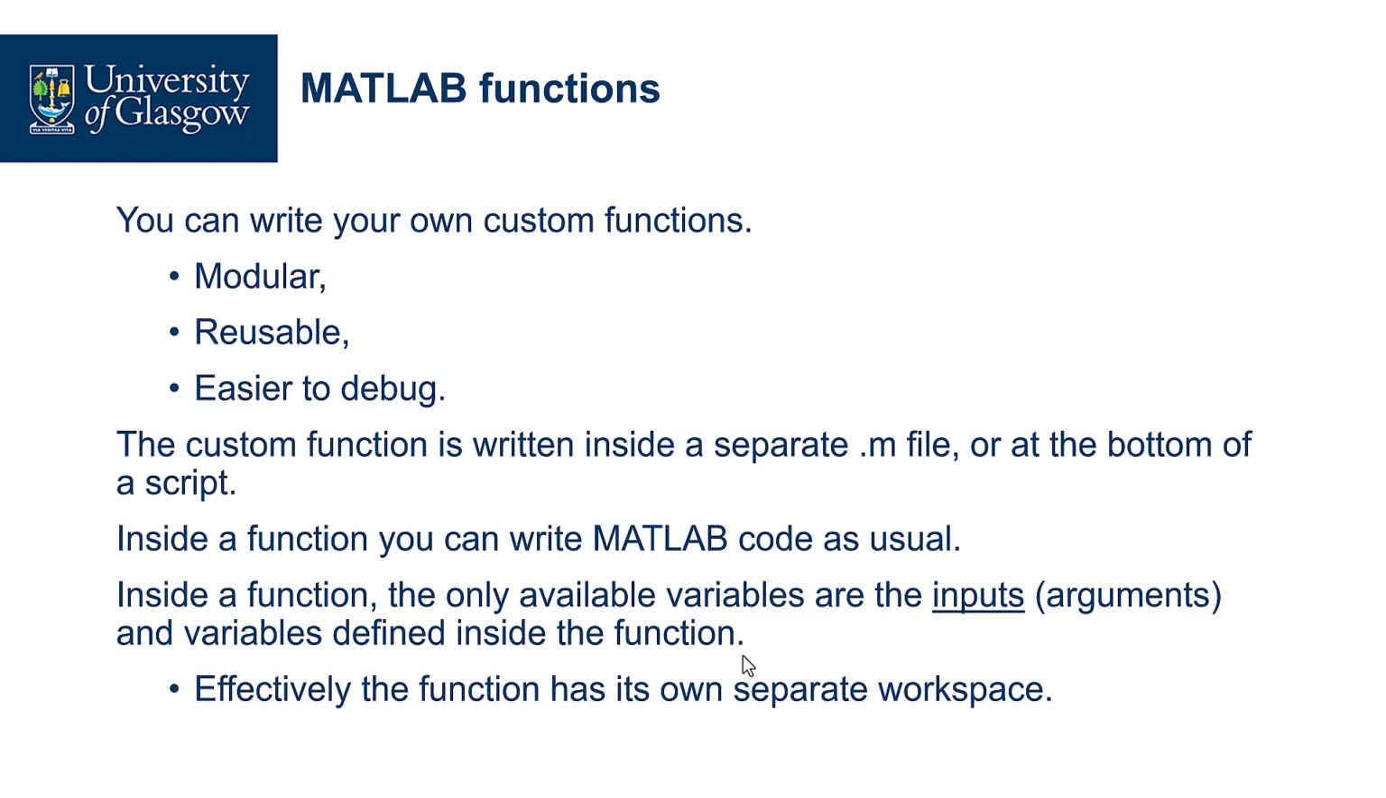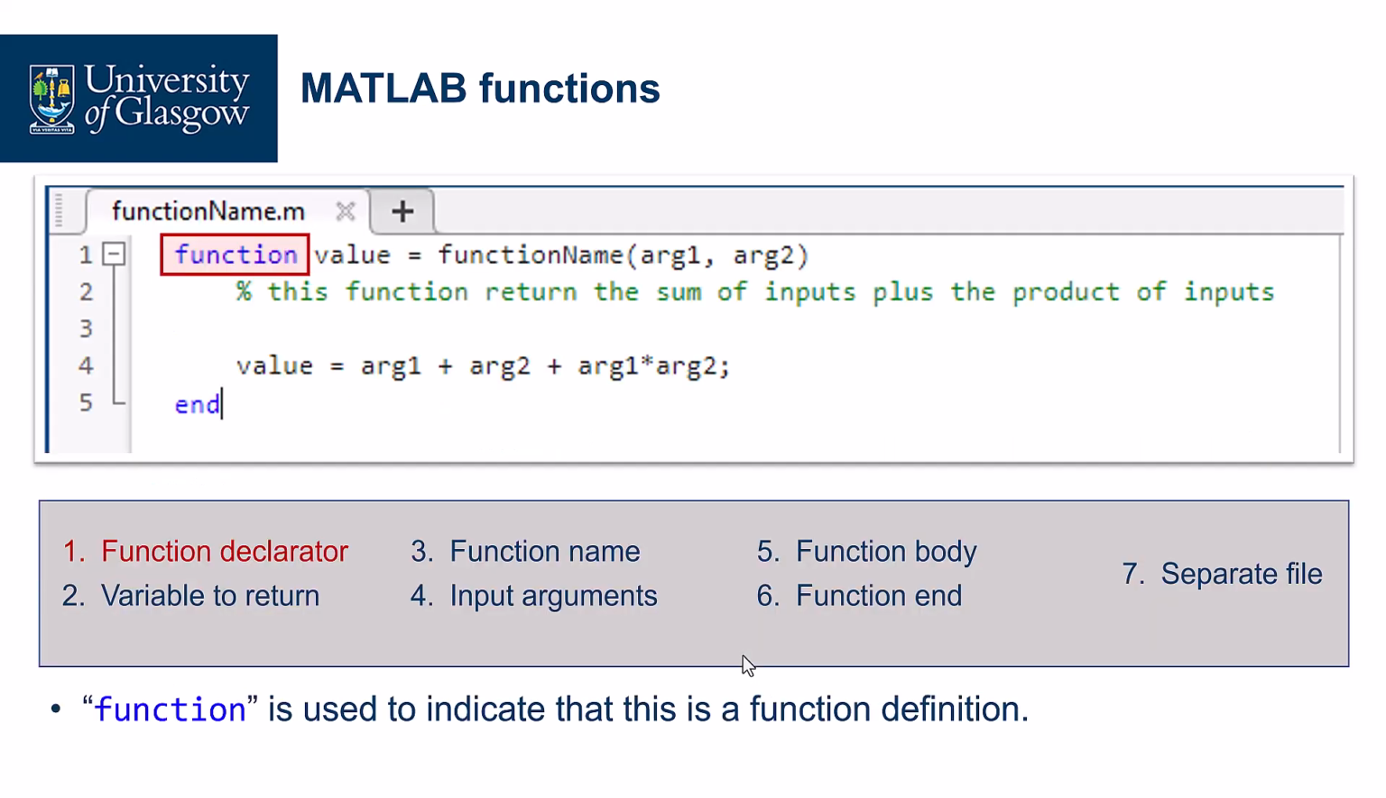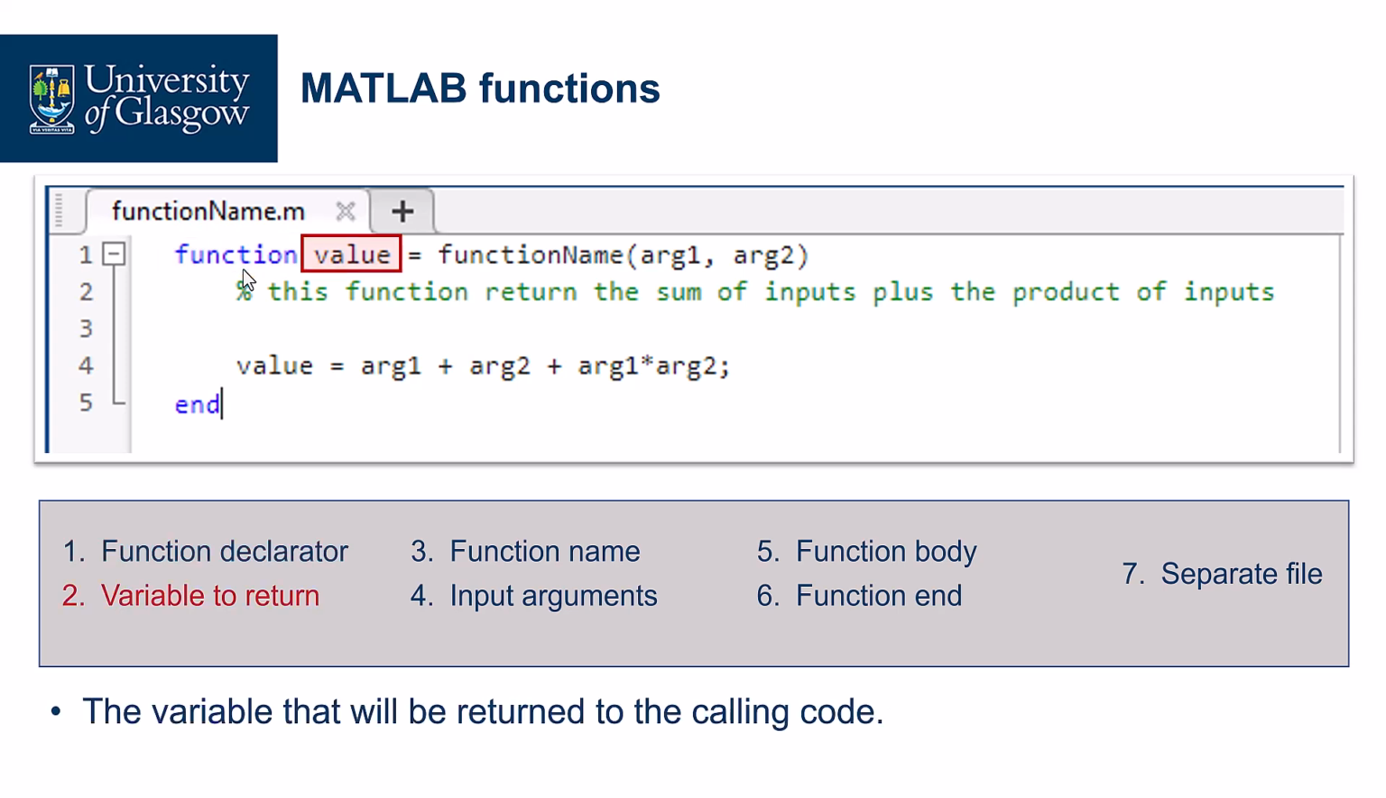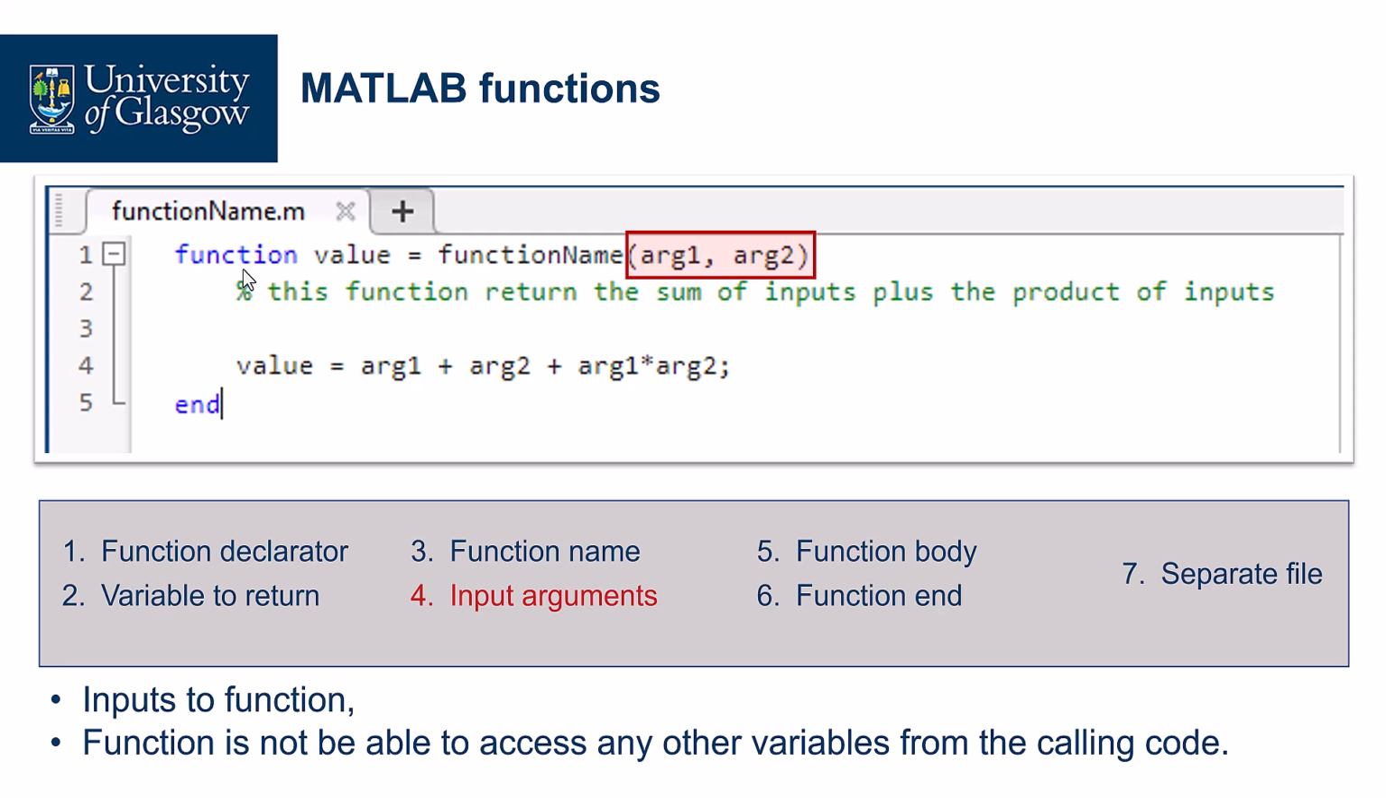Let's see in MATLAB how to define a function. First, we open a file editor. Now we first need to write the keyword function. This is telling MATLAB that what I'm writing is a function, not a normal script. So we need a function declarator. Then we have the output value. Here we put one variable as the output value. Then the function name with parentheses and the input arguments.